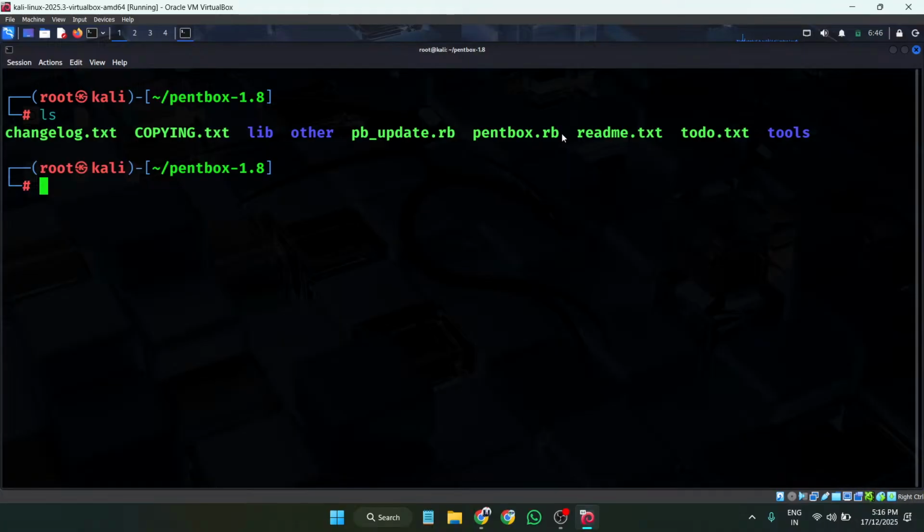Okay, so to run this, I'm going to simply put dot slash and then pentbox dot rb.